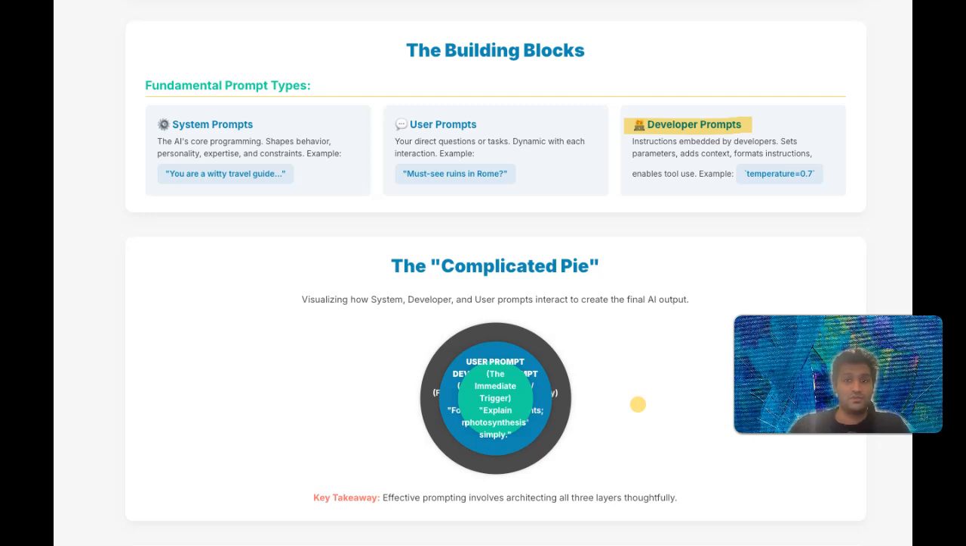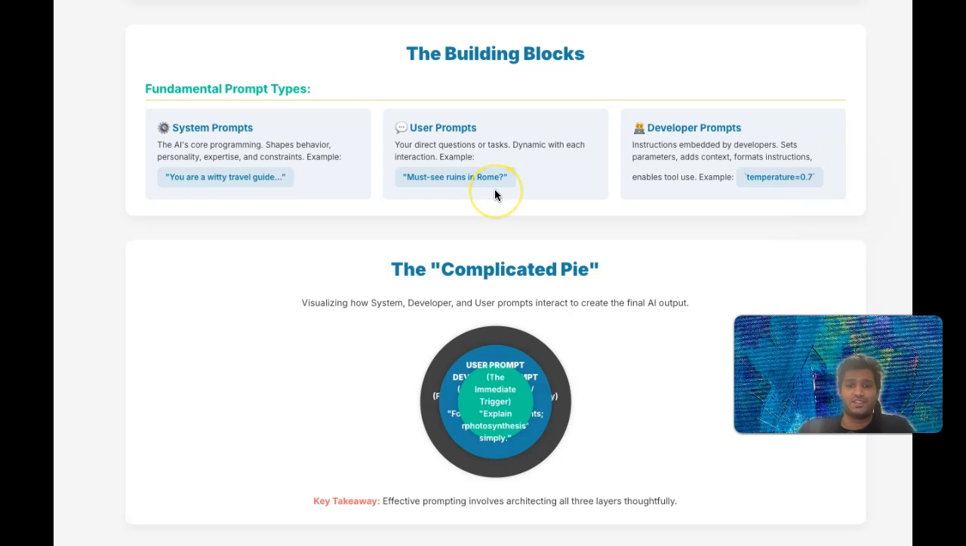They might also involve prompt leaking considerations, where developers must be careful about sensitive information. Understanding the distinct roles and interplay of system, developer, and user prompts is the first giant step in mastering prompt engineering. The system prompt sets the stage, the developer prompt fine-tunes the performance and integrates with the application's logic, and user prompts drive the specific information. In our next module, we'll introduce a visual metaphor, the complicated pie, to help you see exactly how these three prompts work together.